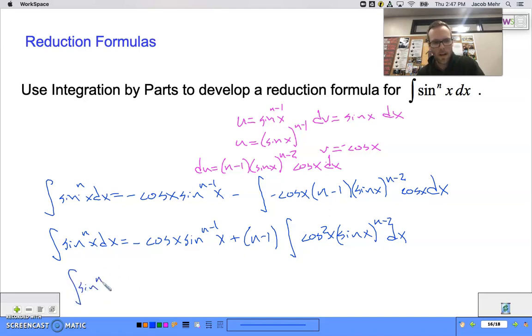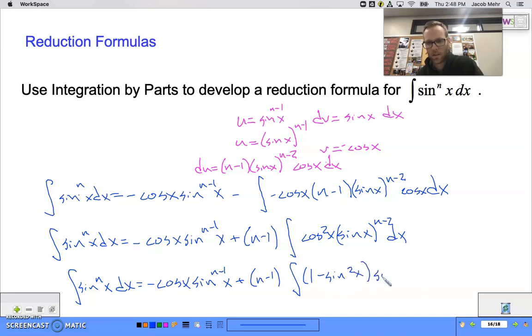This is the integral of the sine to the nth power. This is negative cosine of x sine to the n minus 1 of x plus n minus 1 times 1 minus sine squared, sine to the n minus 2. Now what happens if I distribute this into my set of parentheses? Obviously when I distribute to the 1 it's the sine of x to the n minus 2 power. But then when I distribute it to this term, it works out quite nicely.